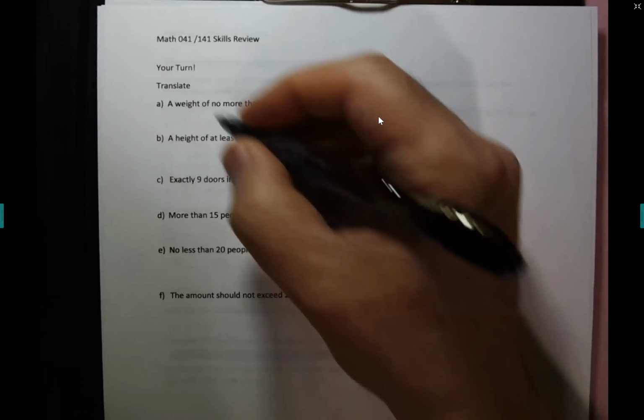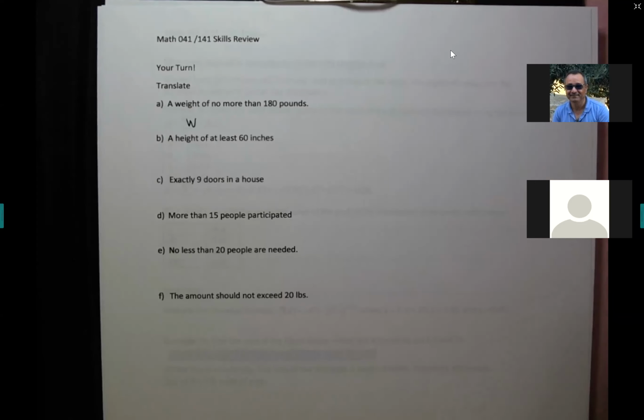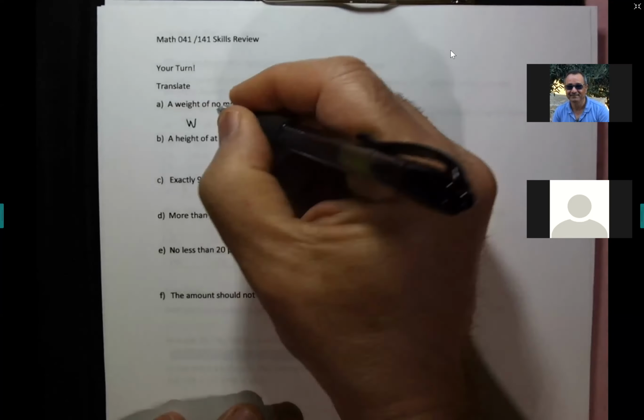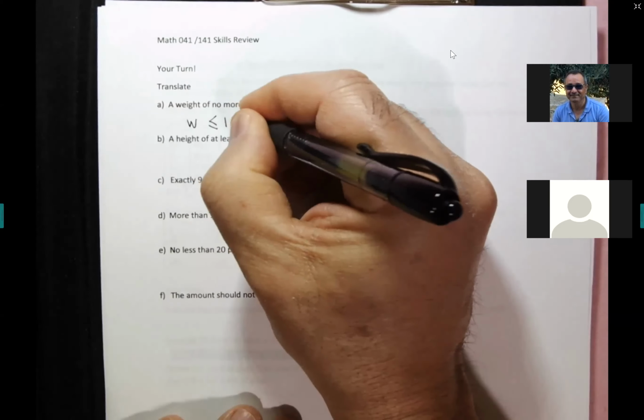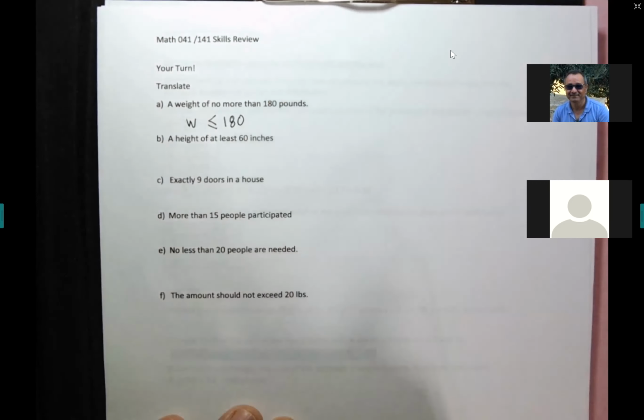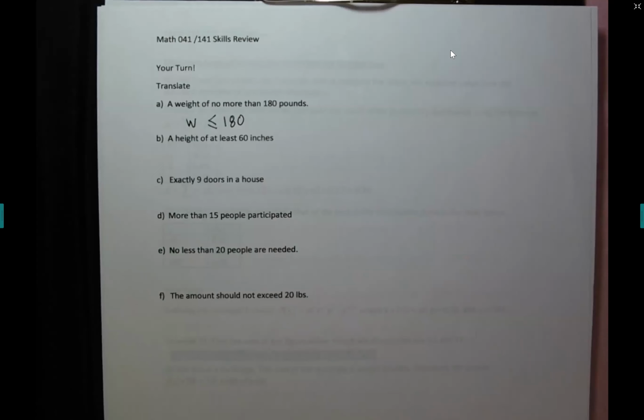A weight of no more than 180 pounds. Okay, I will suggest the variable, so it's a W. Someone give me the rest. Less than 180. No more. Less than or equal to 180. Very good. Because when I say no more, I don't want it to be more. But if it is 180, that's okay. That's what that means. Exactly.